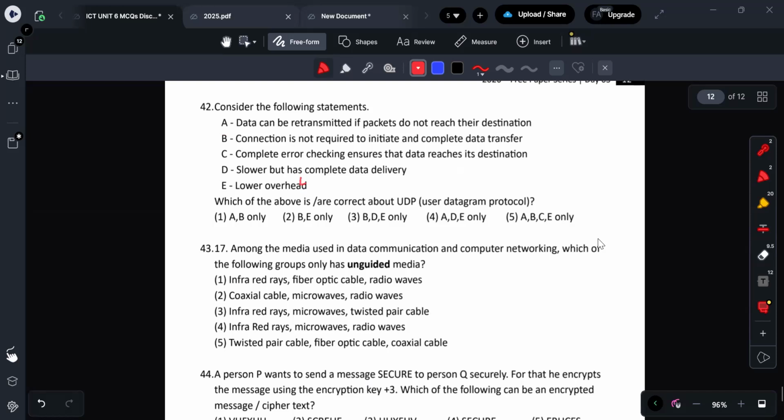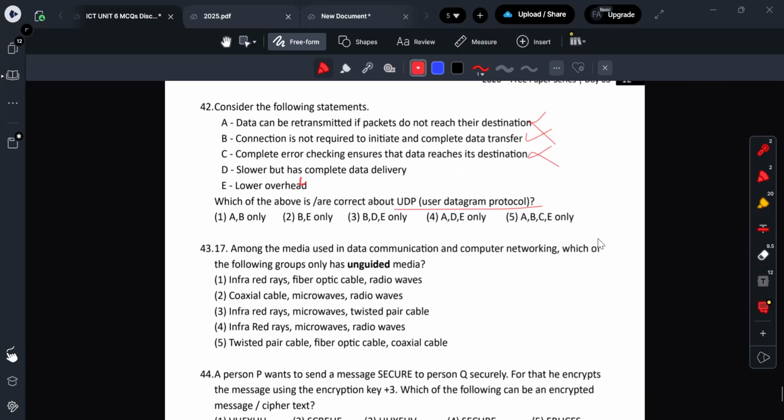Okay, so this is again about UDP and TCP. Data can be retransmitted if packets do not reach their destination. Is that so? In UDP, can you retransmit data if it gets lost? You cannot. It does not have it. Only TCP has that. Connection is not required. Yes, it is connectionless. And then complete error checking. Error checking happens in TCP, so that is also wrong.